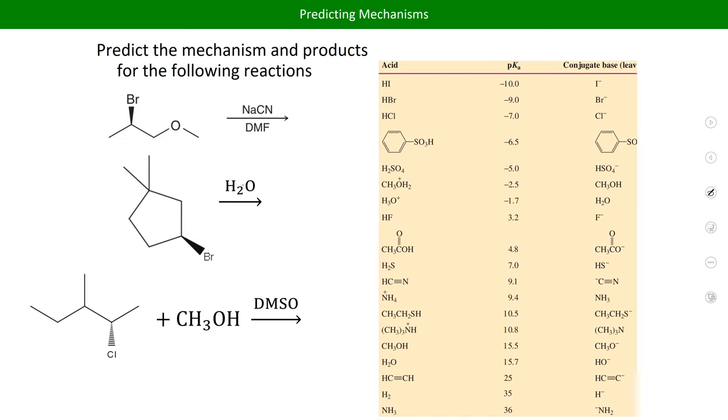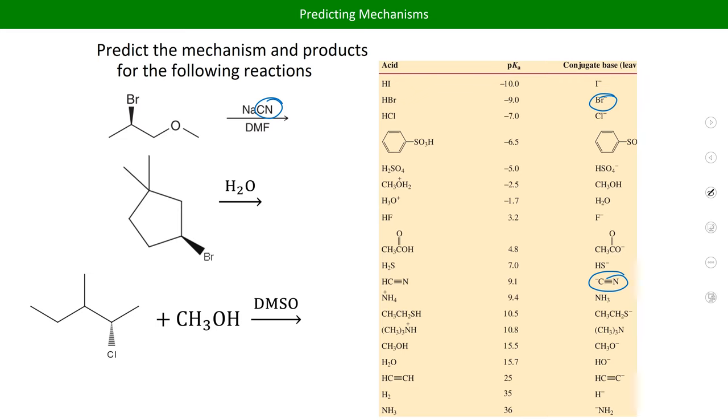So if we're in a polar aprotic solvent and we have, say, cyanide as our nucleophile and bromide is our leaving group. So if bromide's our leaving group, that's a pretty good leaving group. Is cyanide a good nucleophile, a strong nucleophile? First off, where is it on the pKa table? Yeah, 9.1. And then we have bromide is a pretty good leaving group, right? We have a pretty good leaving group. We have a fairly strong nucleophile. Anything with a negative charge really is going to be a relatively strong nucleophile, especially in an aprotic solvent.